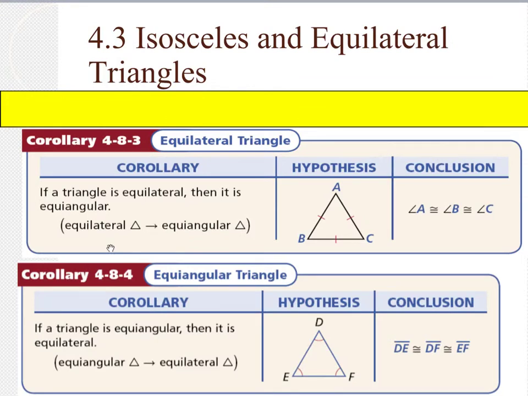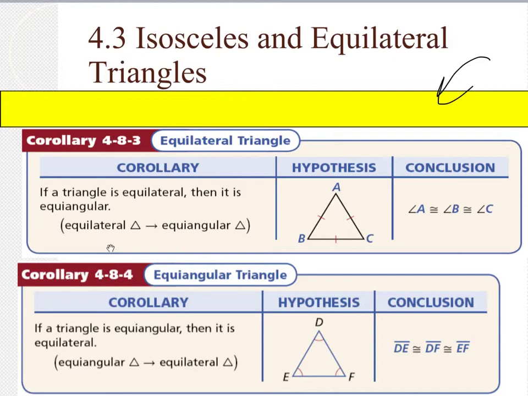Okay, here are two corollaries that go along with it, for an equilateral triangle. If a triangle is equilateral, then it is equiangular. If a triangle is equiangular, then it is equilateral. Give this one a write down in your notes. Write them down, line them up, write them down.